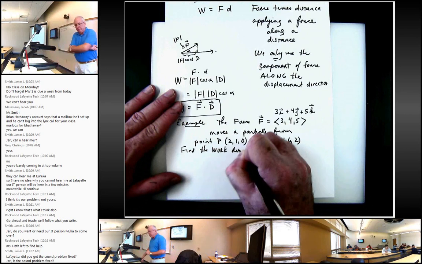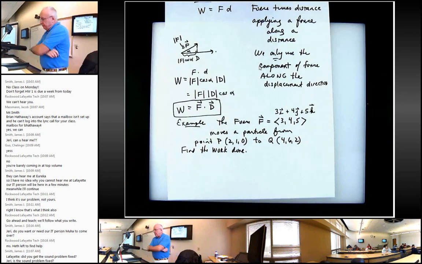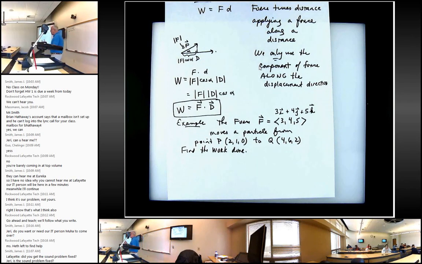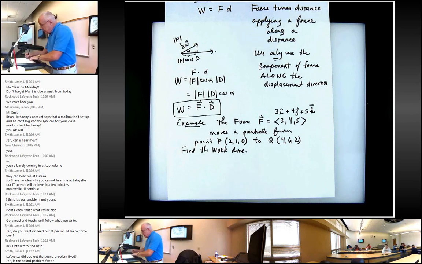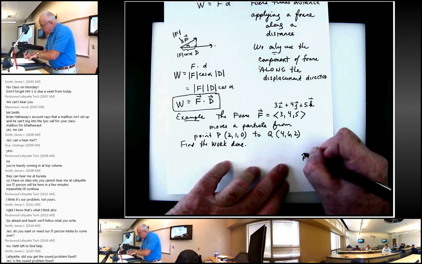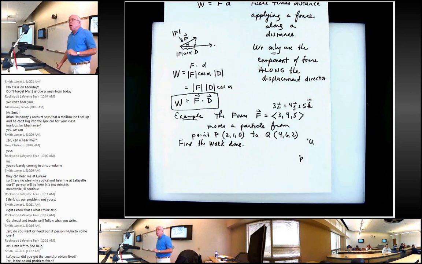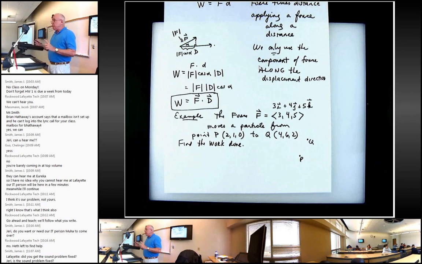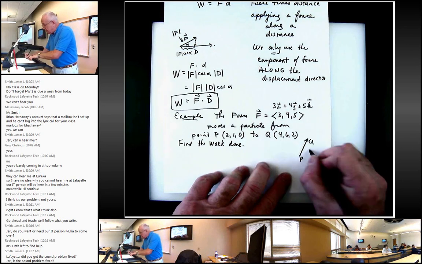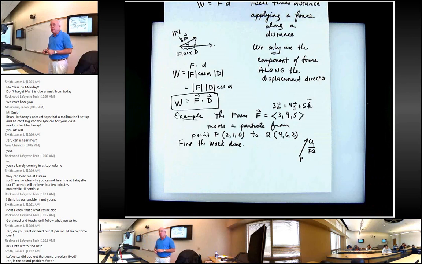All right. Now the thing is, we need to have 2 vectors here. We've already gotten the 1 vector, the force vector. We're given that to us. But we're told that this thing moves this particle from point P to point Q. Those are points in space. So we need the displacement vector going from P to Q. Another way of writing that is PQ with an arrow over it. So how do I find that displacement vector?